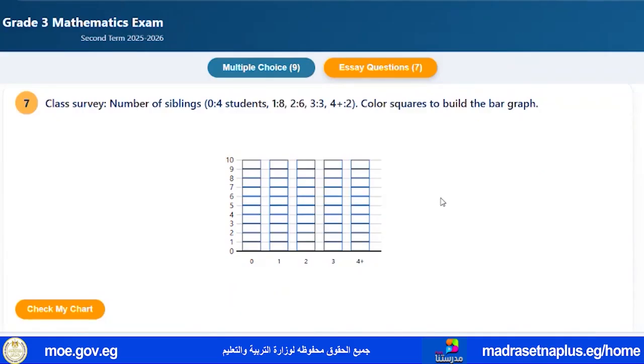Sometimes I give you the bar graph that contains some colors. Can you write the number or can you draw tallies? It's easy for you. Okay?